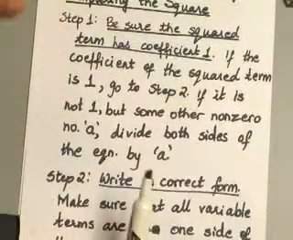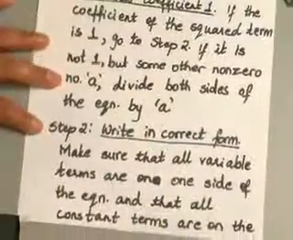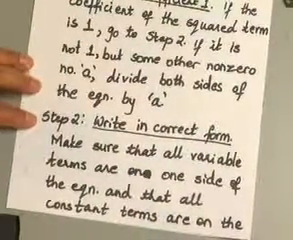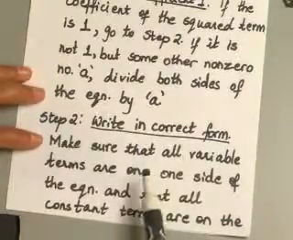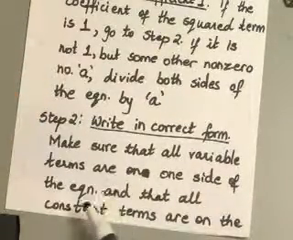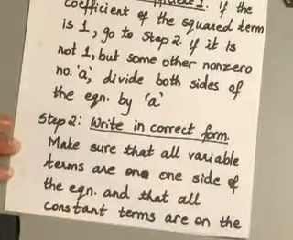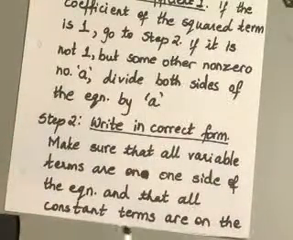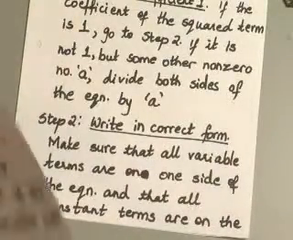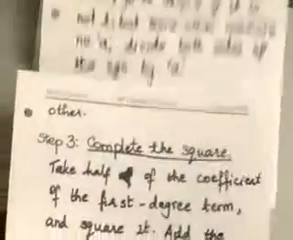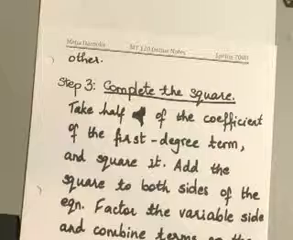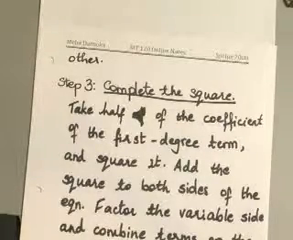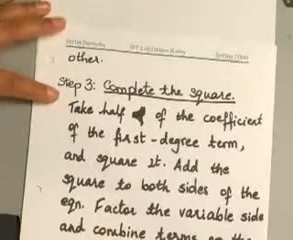Now if you start the problem and the squared term has a coefficient of 1, you don't have to worry about anything, you just move on to step 2, which says that you need to write your equation in the correct form, which is that make sure all variable terms are on one side and the constant terms are on the other side, like we have been doing so far. And of course then the next step is to complete the square. Okay, how do you do that?